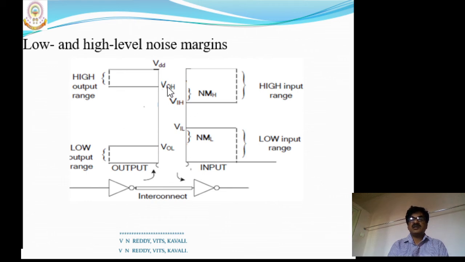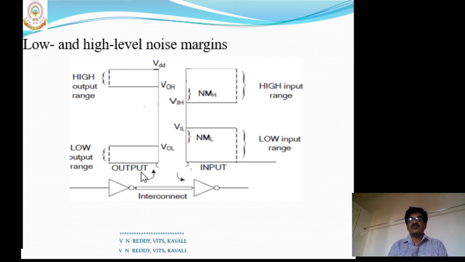If you observe here, VOH acts as the input voltage for the second inverter, and it is in the range of the high level input voltage, so that up to this value of the output voltage of the first inverter, the second inverter recognizes it as a correct value, that is logical 1. Okay, so therefore the difference between these two is treated as the noise margin.